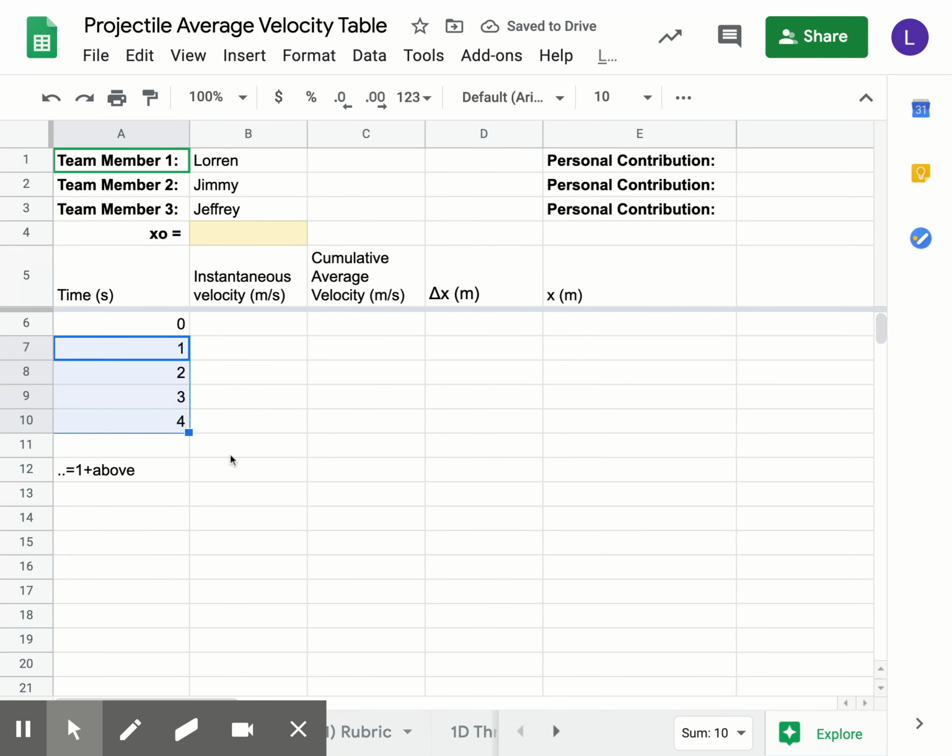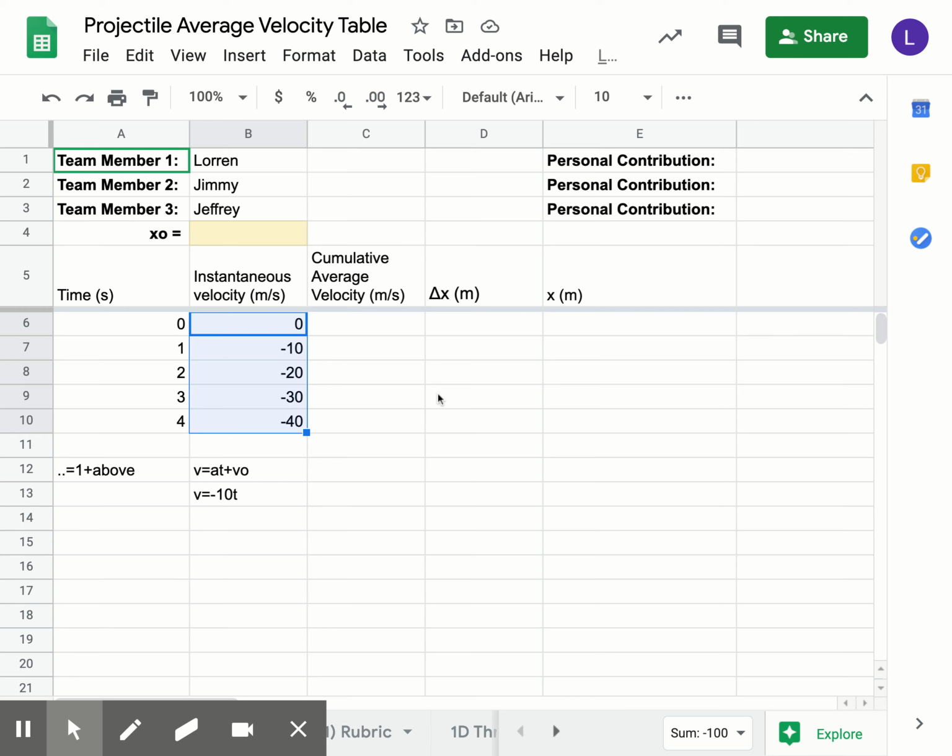The next thing is we want the instantaneous velocity. And the instantaneous velocity formula is v equals at plus v0. Well, in this case, the acceleration is caused by gravity, so that's minus 10. The initial velocity, since it's dropped, is 0. So the instantaneous velocity is simply negative 10t. So equals minus 10 times t. And we fill that down.